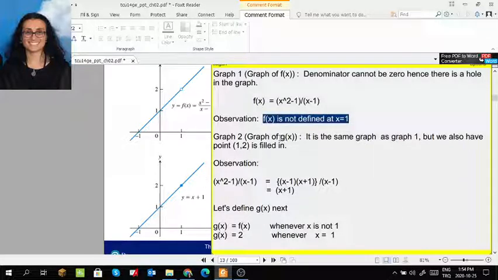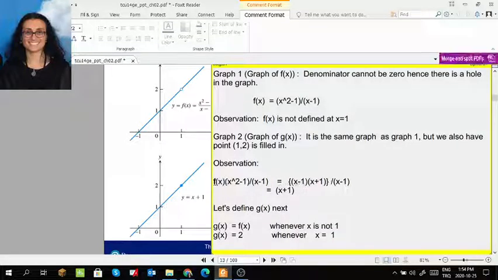Graph 2, it is this line. It's the graph of g. I called it g. It is the same graph as graph 1, but this one dot is filled in. I want you to observe this. Actually, if you start with f, I'm going to write that here, f of x. Actually you can get to g as follows.